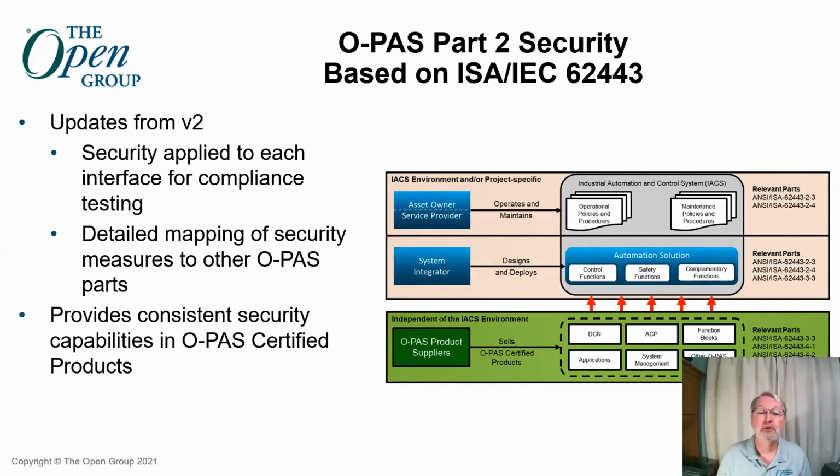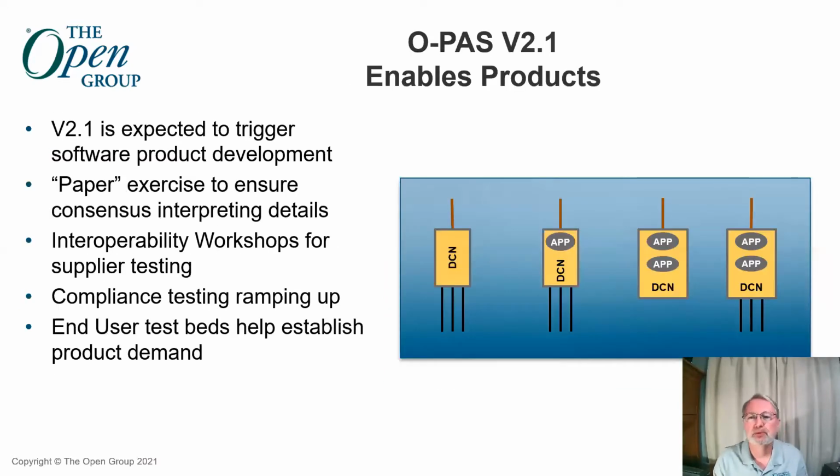In the update for version 2.1, security has been applied to every interface, and there's a detailed mapping in this version 2.1 Part 2 that lists what the aspects are for every interface. So it's a very informative, very useful section, and I encourage you to download it and read it. In OPAF, we expect that version 2.1 will enable products to come to market. What we see here is that there's enough definition in the information models and in the control functionality to enable suppliers to move ahead with confidence.